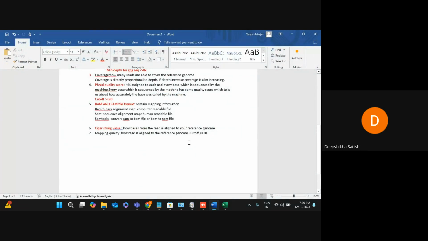Any doubt till here? Okay. So there are some tools that we are going to install for this reference based analysis. There are two methods. First method is the repository. Second is the source code. So first we are going to see the repository method. So what is repository? Any idea?